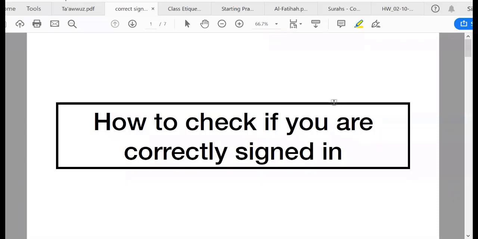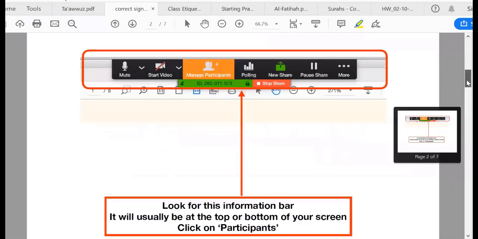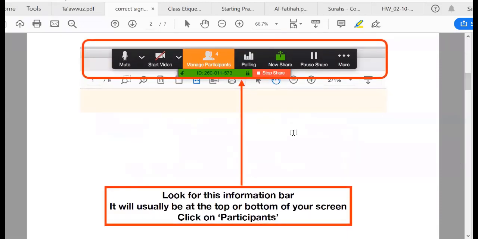Jazakumullah to everyone who arrived on time and entered with your correct IDs. Those of you who have entered with the wrong IDs will be removed from the class after 10 minutes. And to enter with the correct ID, you should look for this panel. It should be at the top or bottom of your screen. Look for the Manage Participants.